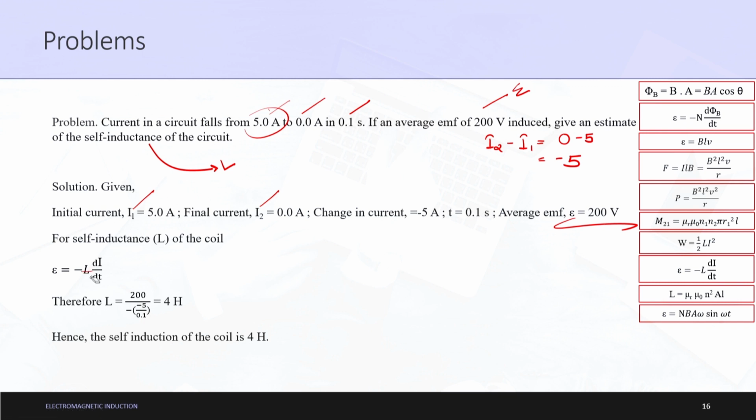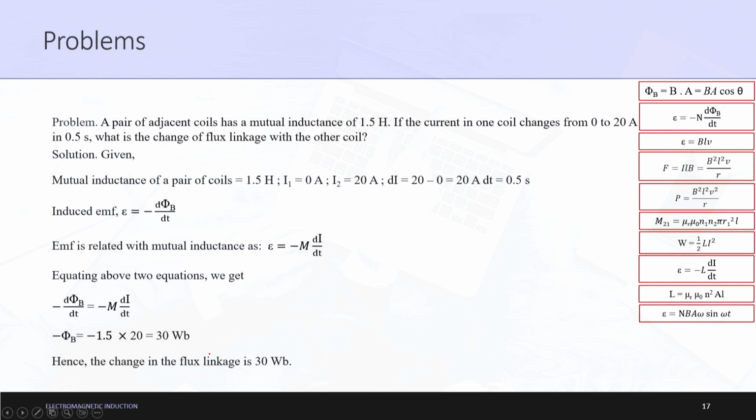Now, directly using this formula, epsilon is equal to minus L di by dt. Just putting the values of epsilon, di and dt, you will get the value of L as 4 henries. H is Henry here. Hence the self inductance of the coil is 4 henries. Moving on to the next problem.